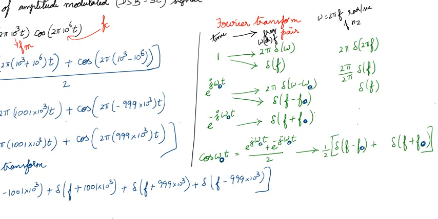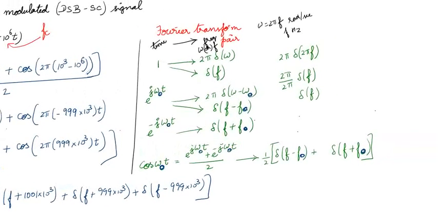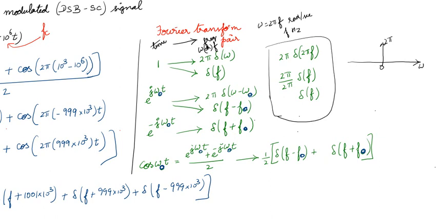How will the spectrum look like? 2 pi del omega means, if you want to draw the spectrum, this is my omega. Del omega, so omega should be 0, the amplitude is 2 pi. So at omega is 0, the amplitude is 2 pi. This is the spectrum of the time domain signal 1. Now instead of del omega, I can express this in f. You can use this as a reference. This will help you.